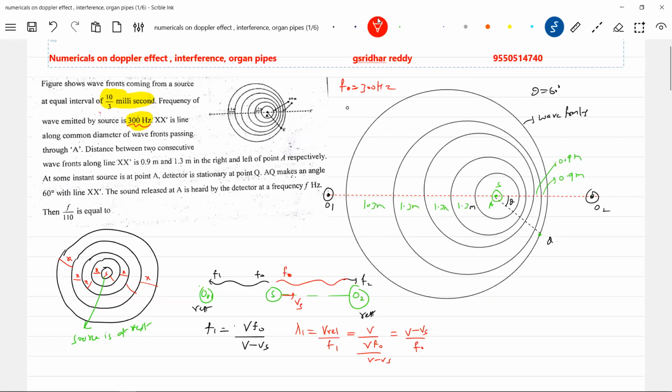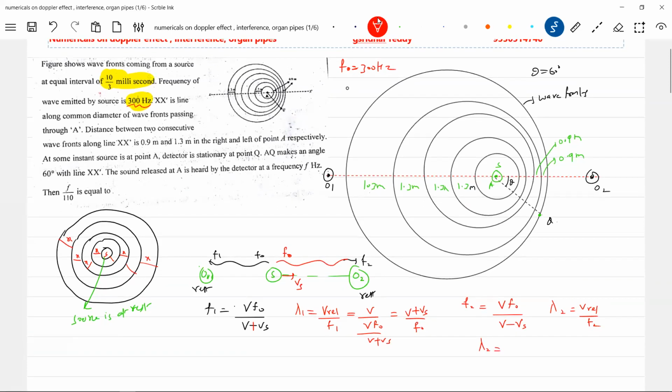Similarly, what is the wavelength of waves received by observer 2? F2 is equal to V f0 by... shall we make it plus? I think it should be positive. Okay, yeah, fine. And the source is approaching the observer in the second case. V relative is what, it will be V.